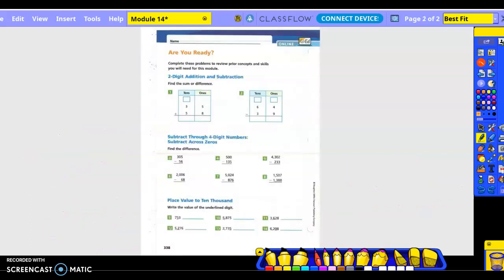Are you ready? Complete these problems to review prior concepts and skills you will need for this module. 2-digit addition and subtraction. Line this up. So 5 plus, we work from the 1s, and then the 10s, you work from least to greatest, right guys? Okay, so 5 plus 8 is 13. Here you go, 1. 1 plus 3 plus 5 is 9. Our answer is 93.